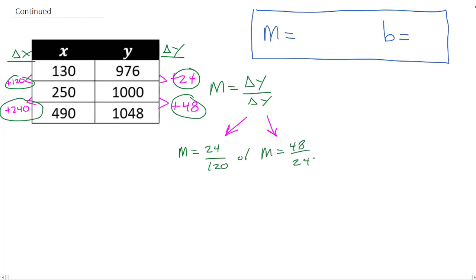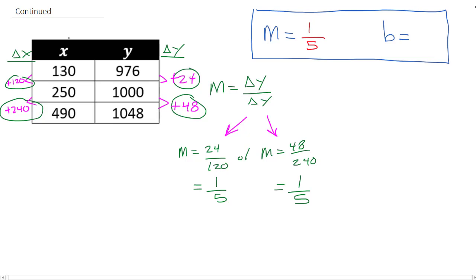There we go. And we can reduce the first one. Both of the numbers, the 24 and the 120, are divisible by 24. So this gives us 1/5. And if you divide 48 by 48 over here and 240 by 48, you will also get 1/5. So it turns out we do have a linear relationship. Our slope is the same no matter what set of points we use. All right, so we got our slope.